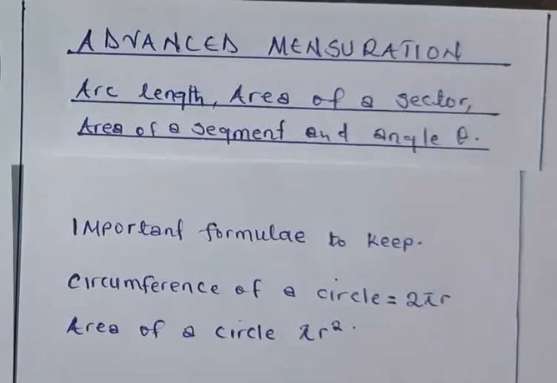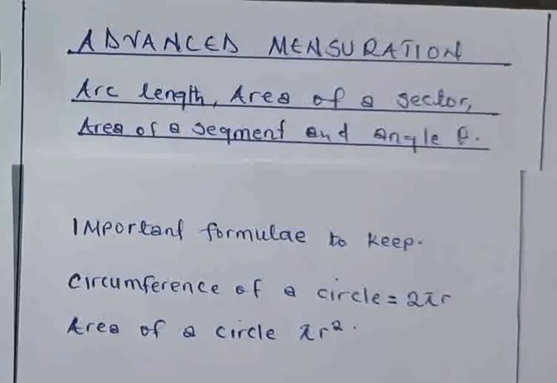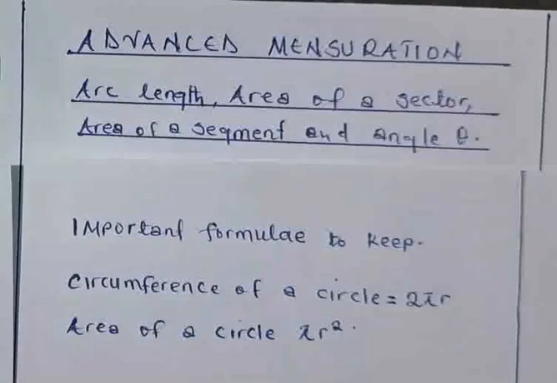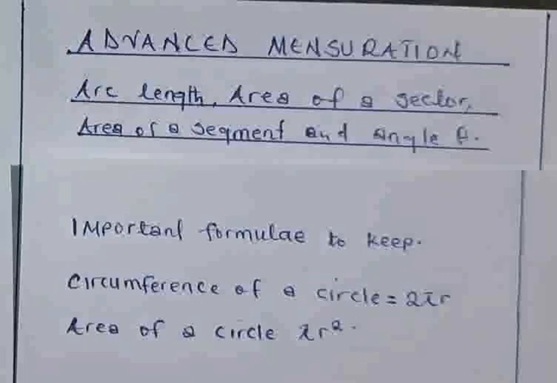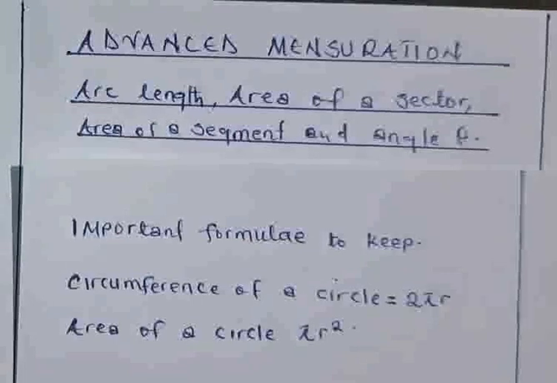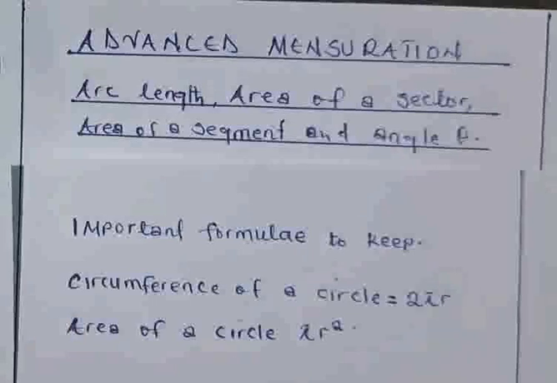So in this video we'll look at mensuration. All right, so we're going to look at advanced mensuration, and in this video to be particular we'll look at a lot of things. There's arc length, the area of a sector, area of a segment, and angle. So allow me just in this video to explain what is involved in all of that.